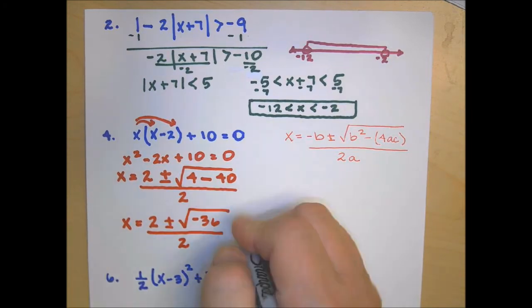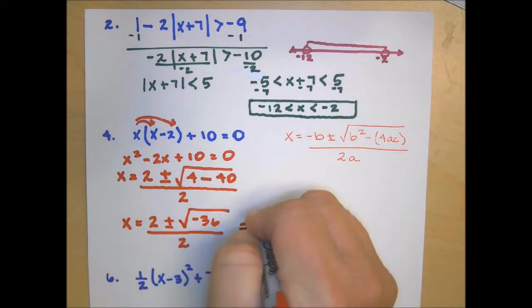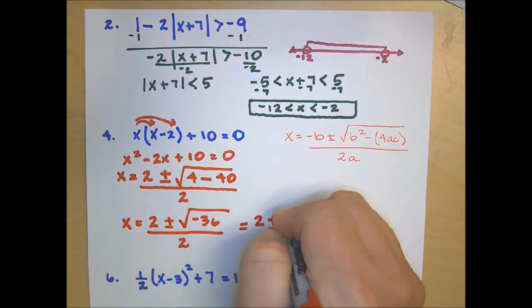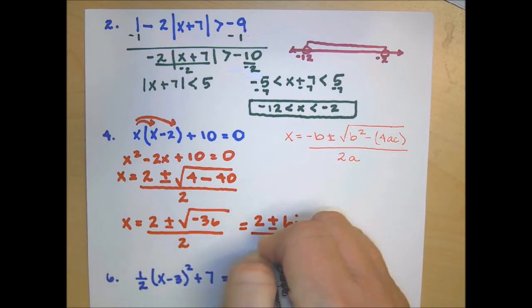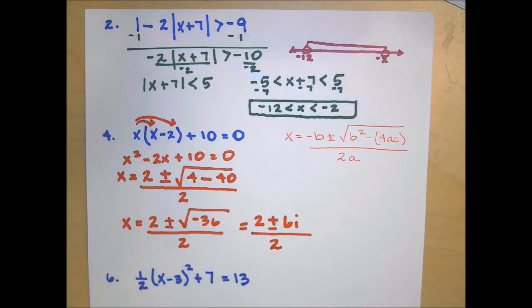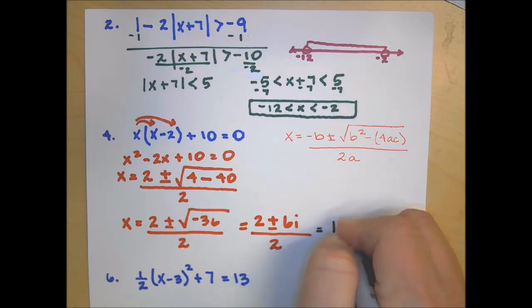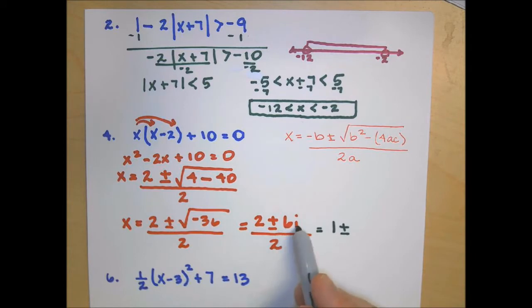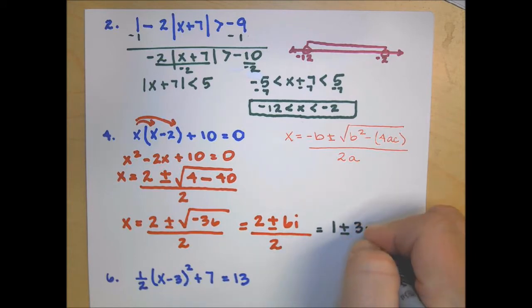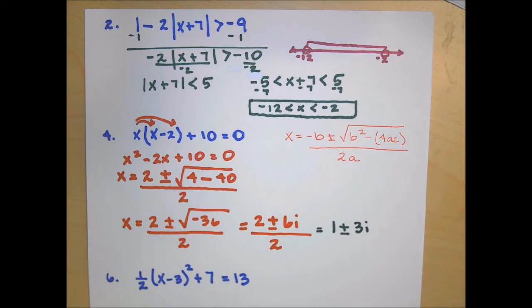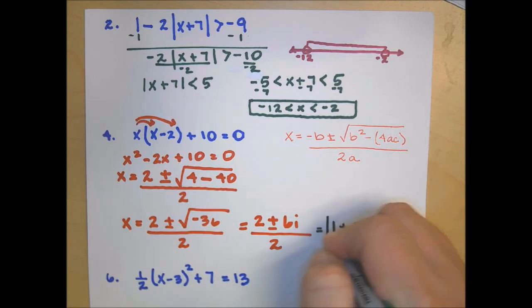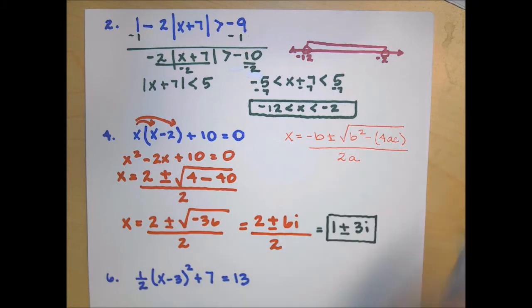Now the square root of negative 36 is 6i, so 2 plus or minus 6i over 2. Now remember, that denominator of 2 is under both the 2 and the 6. So when I reduce using that 2 down there, 2 over 2 becomes 1. But 6i over 2 becomes 3i. So there's your answer right there: 1 plus or minus 3i.